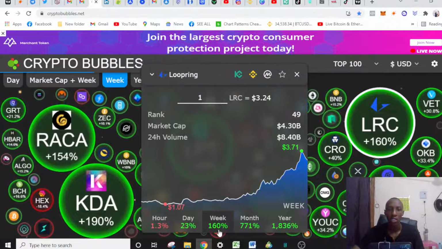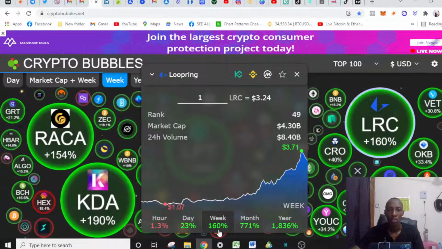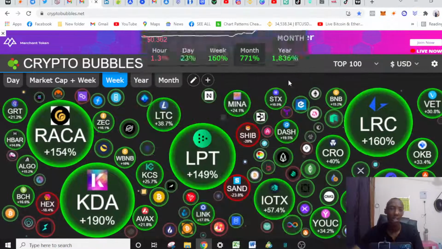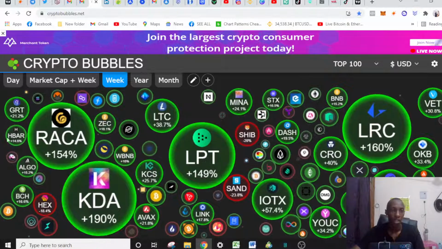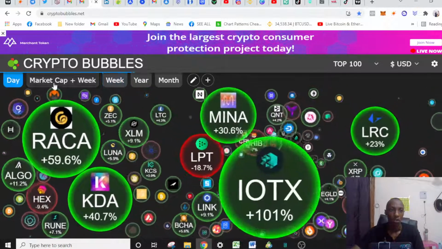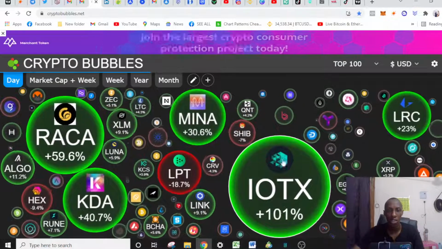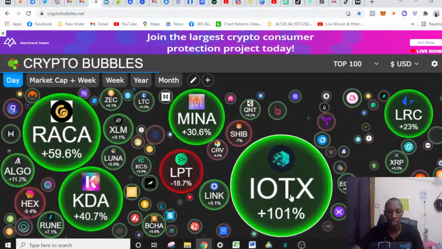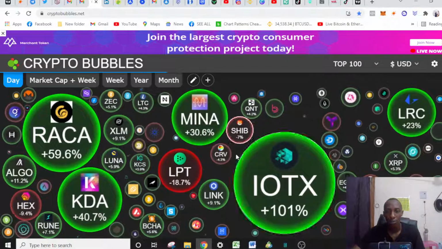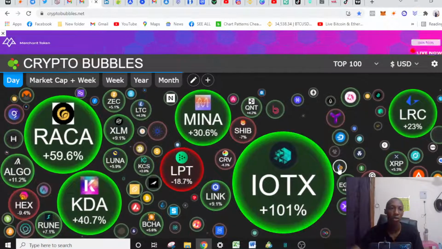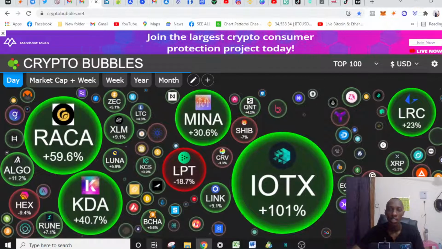In just 1 week, you have made 1.6x. In 1 month, you have made 7x your money. That means 7 times your money. So you just come here, check out the day, what's going on, what's pumping, and you can see this IOTX is pumping 100% in 1 day. If you would have put your money yesterday in IOTX, right now you would have doubled your money, just like that.